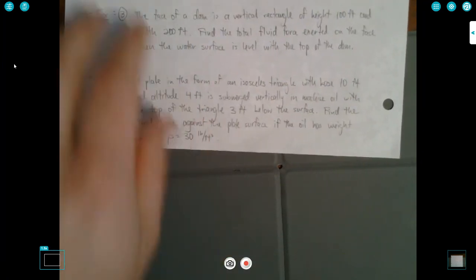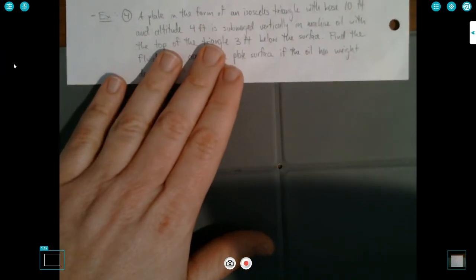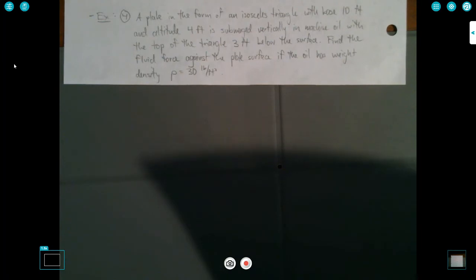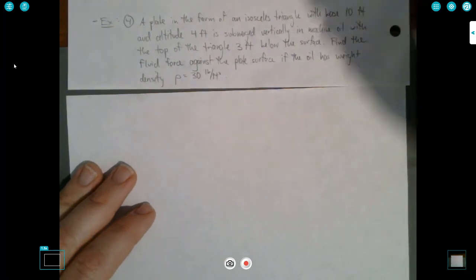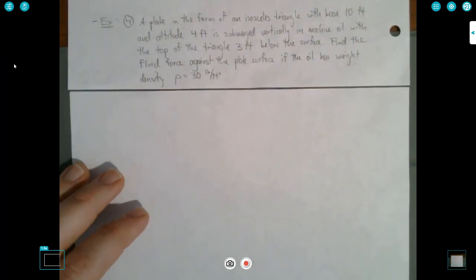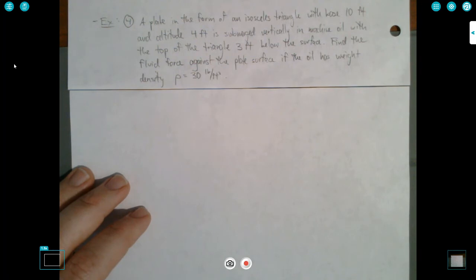Let me give you another example. This one's maybe a little more challenging. It says a plate in the form of an isosceles triangle with base 10 feet and altitude 4 feet is submerged vertically in machine oil with the top of the triangle 3 feet below the surface.